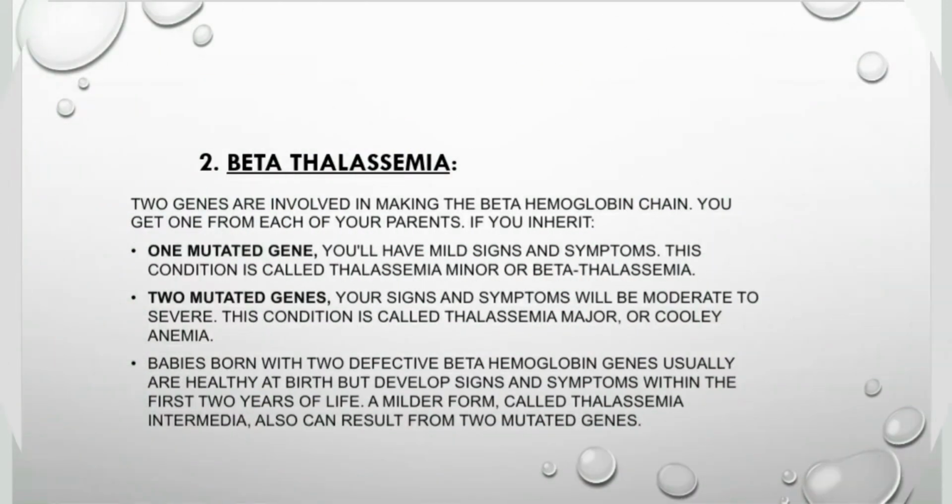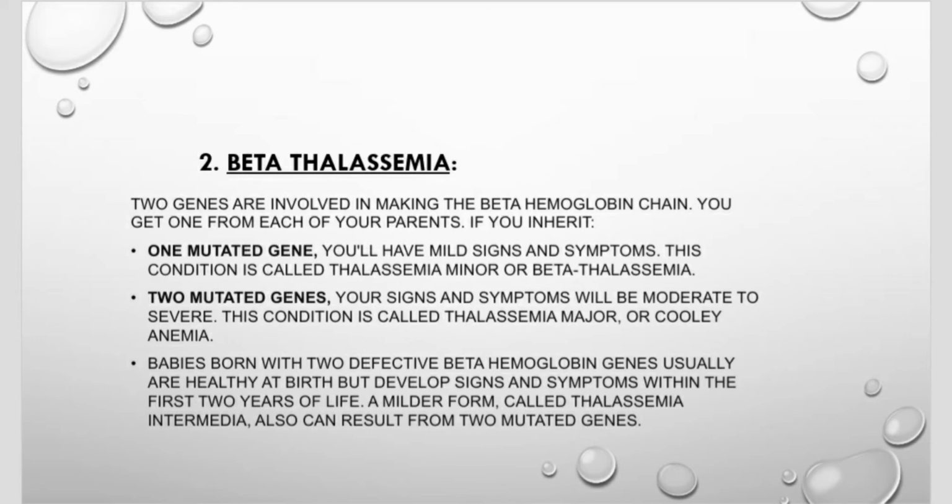Number 2 is beta thalassemia. So, two genes are involved in making the beta hemoglobin chain. You get one from each of your parents. That means the child inherits one gene from their mother and one gene from their father. Total two genes.